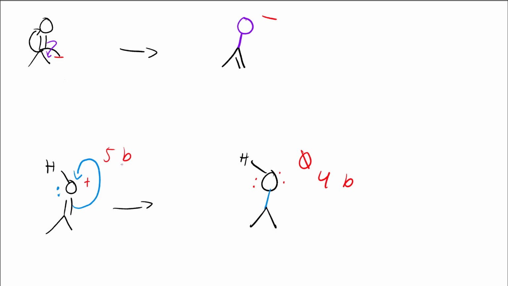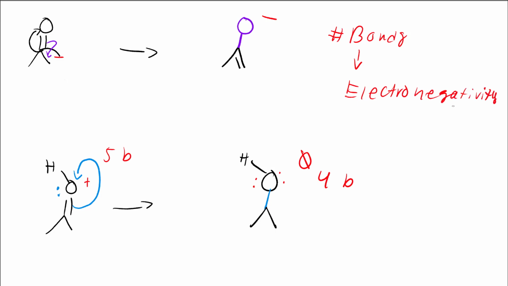So again, the first thing you want to look for is the number of bonds, and then after that, you go to electronegativity. Right?